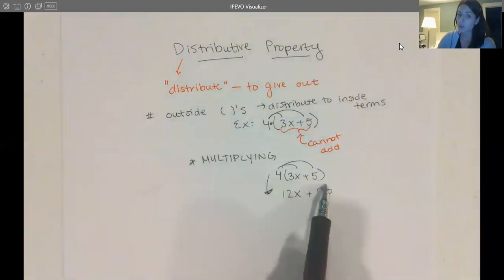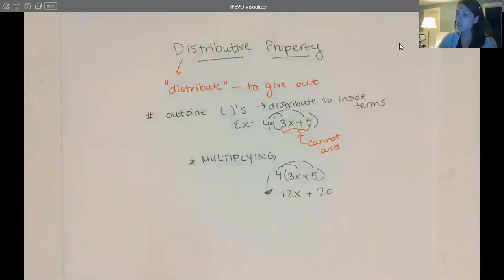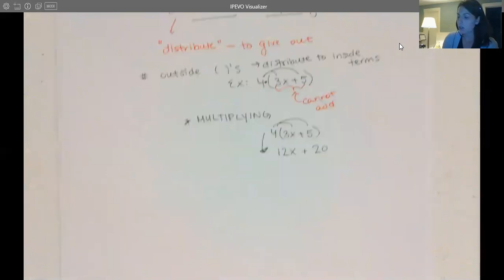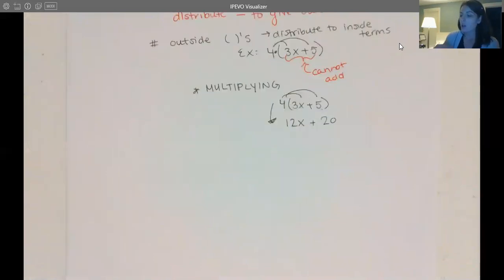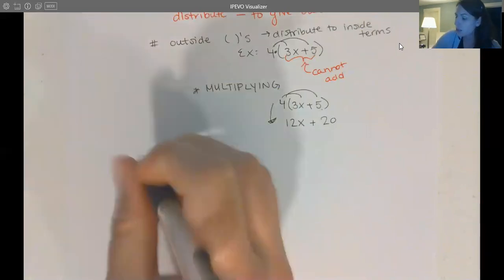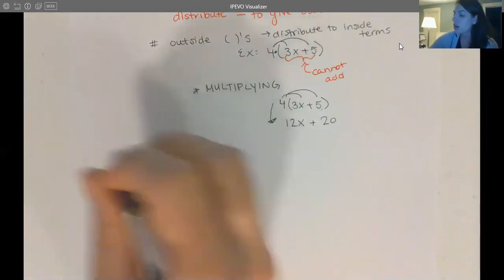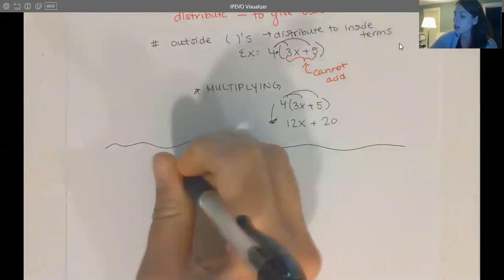So distributing through that 4 means I'm still going to be multiplying, but I'm going to multiply each term separately. Now we're going to look at several examples in a minute, and we'll talk more about what the distributive property means and how we correctly distribute a number through. But I said some words that we should probably define.